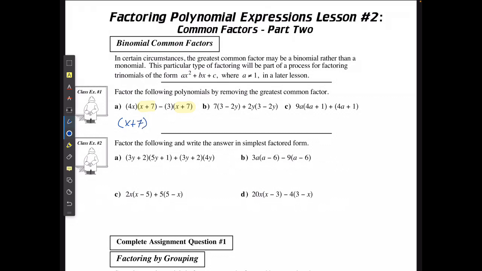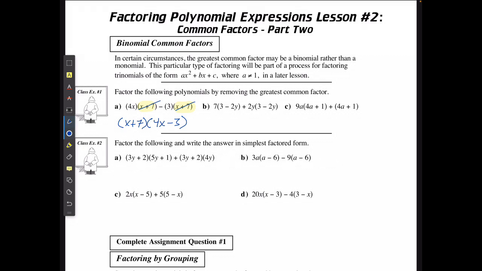Now when I do this, I'm going to do the same thing that we did in the last lesson, where I'm going to take what is left over when I divide this out, taking away the x plus 7 from both parts, and then put in brackets and state that that is its own binomial result, where I'm going to combine the 4x and the negative 3.